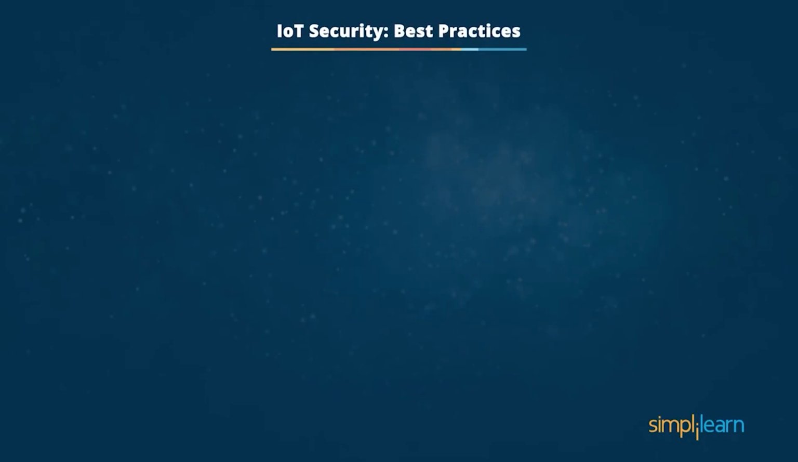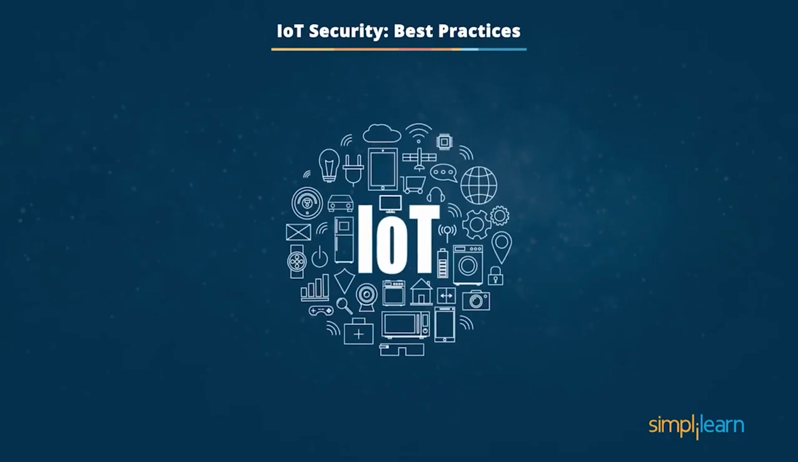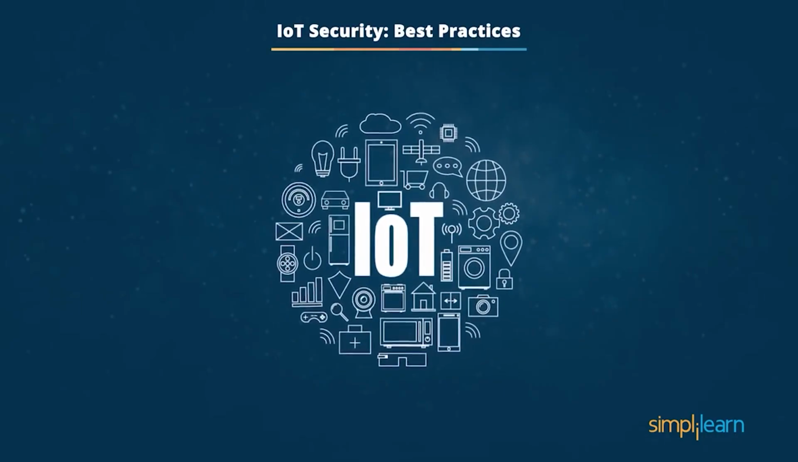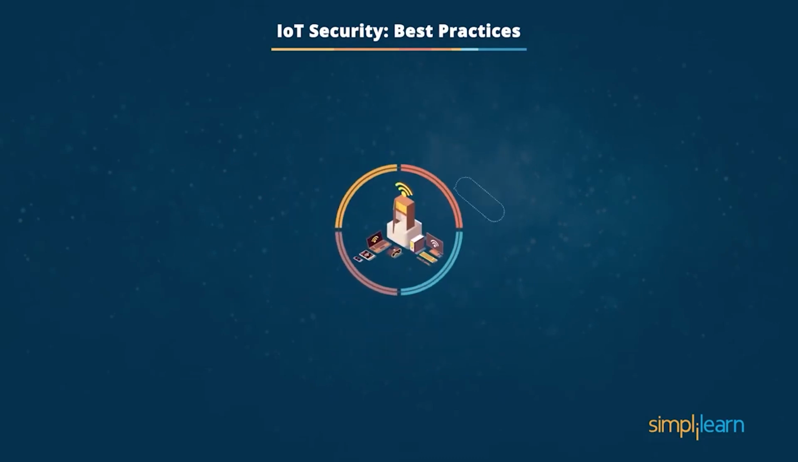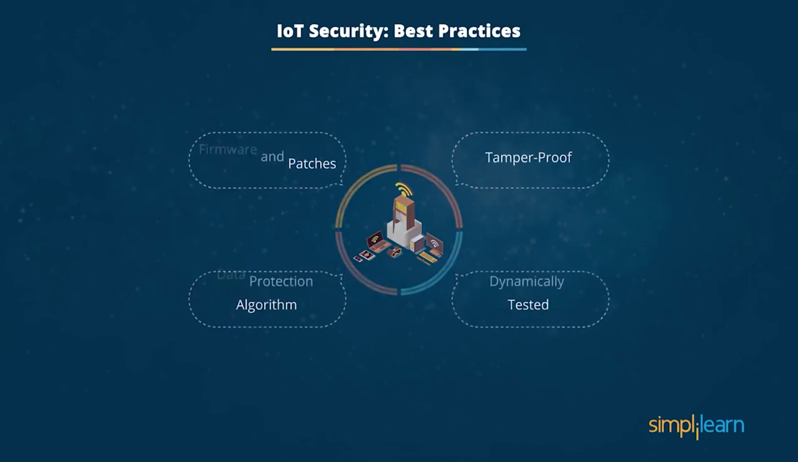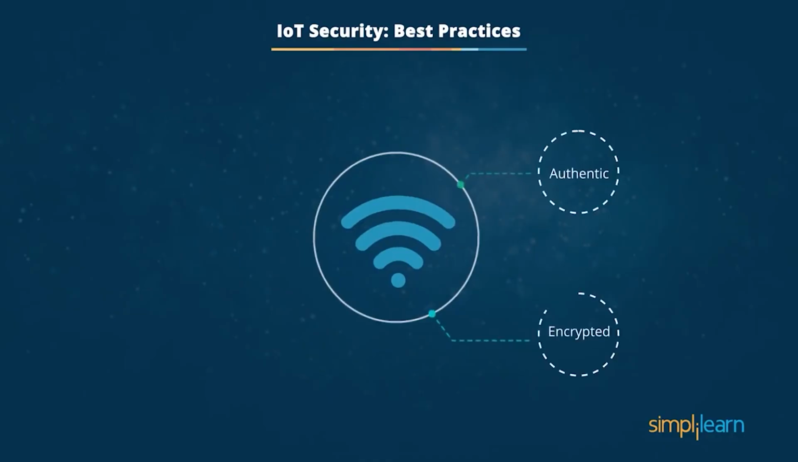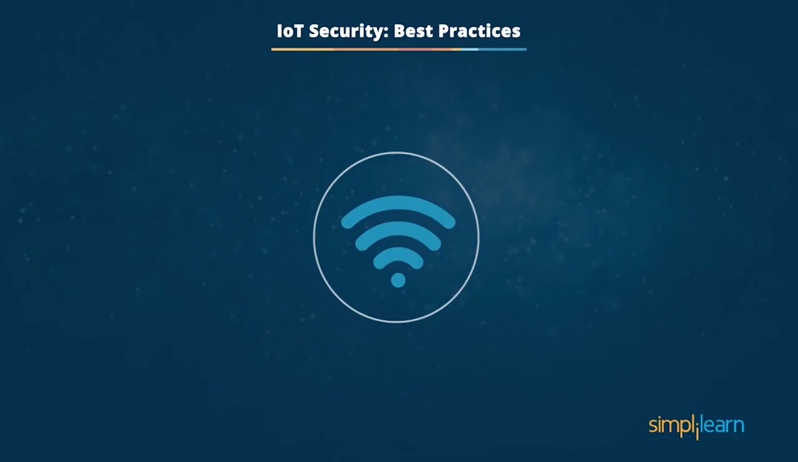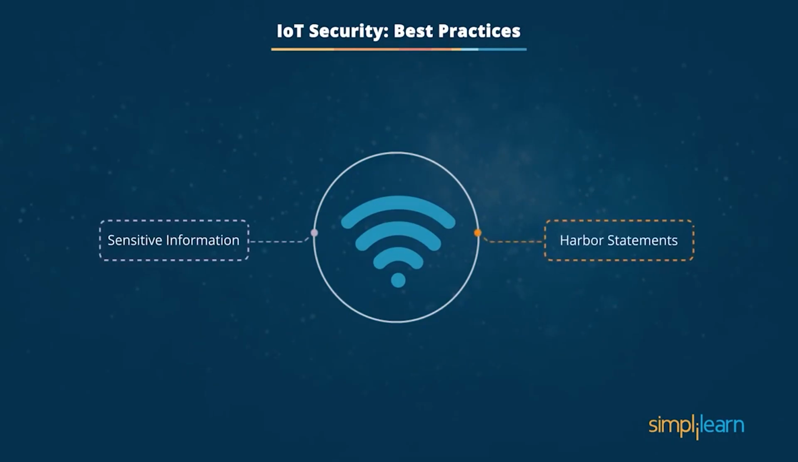IoT security best practices. There are many best practices in IoT security. Let us look at some best practices pertaining to IoT hardware. First of all, the hardware should be tamper-proof. They should have undergone dynamic testing with specific data protection algorithms and should be updated on firmware and patches. The network components must be authentic with encryption, kernel controls, and division of networks into segments. Other security measures include privacy protection for sensitive information and other regulations like safe harbor statements.